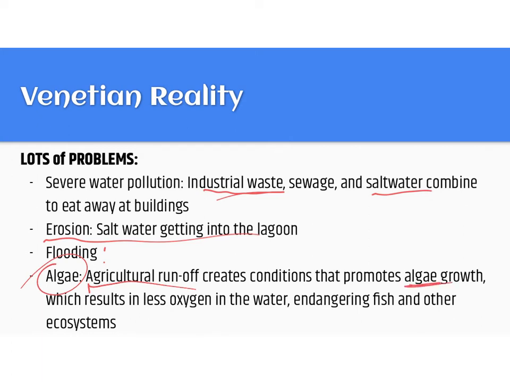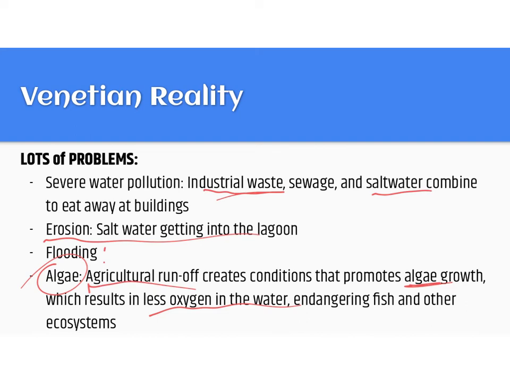When algae is present in the water, it actually results in less oxygen in the water, which endangers fish and other ecosystems as well, and is a huge sort of like invasive species for the lagoon and the health of the lagoon. And so we don't want that either.